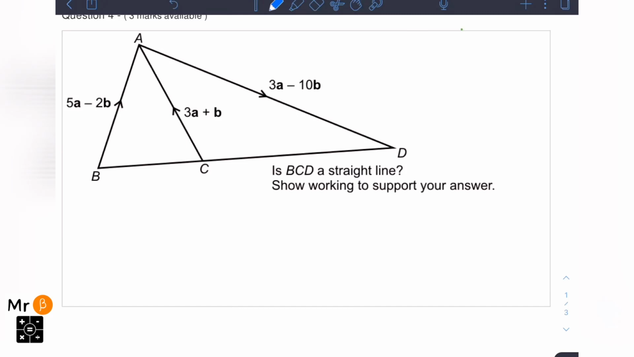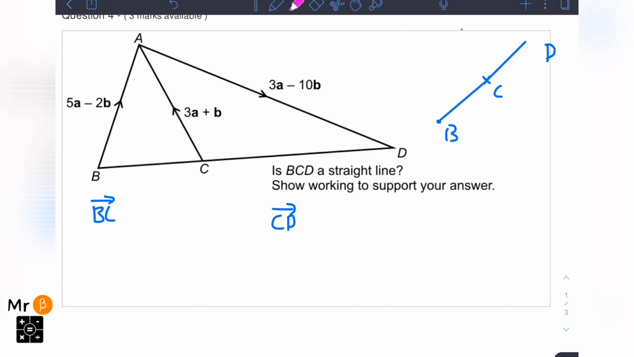So here in question 4, it's asked us to show whether BCD is a straight line. To show anything is a straight line, what you need to show is that the gradients are equal and they share a common point. Because if you can show that your gradients are the same and they both pass through the same identical point, that will tell you that the line must be straight. So we need to show that the vectors BC and CD have the same gradient.